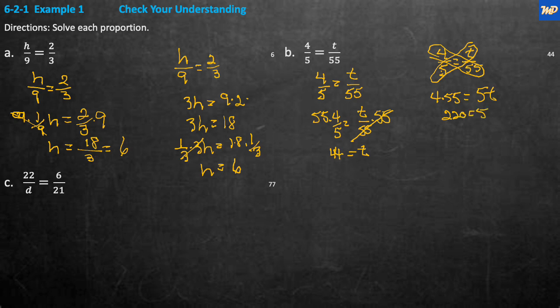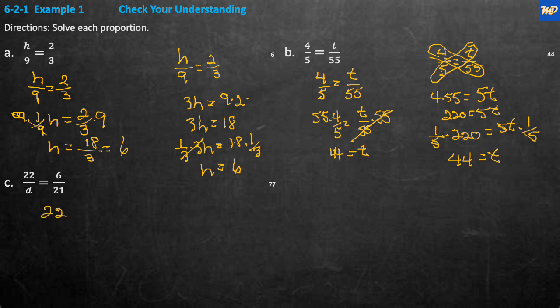220 equals 5t. Then we have to multiply both sides by the reciprocal of 5. So we're going to say 1/5 times 220 is equal to 5t times 1/5. And the answer there is, the 5's cancel, and 5 goes into 220 44 times, so 44 equals t. So these are equal. Let's try this last one.